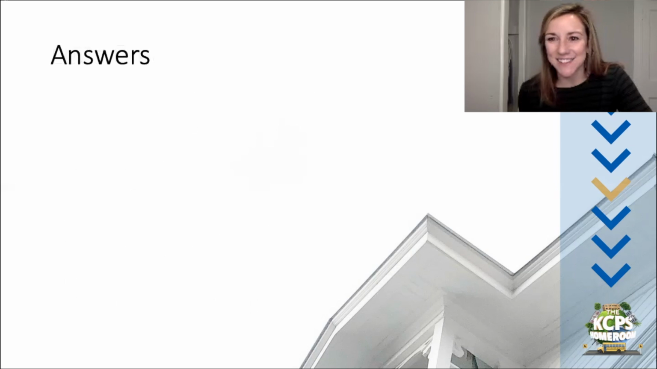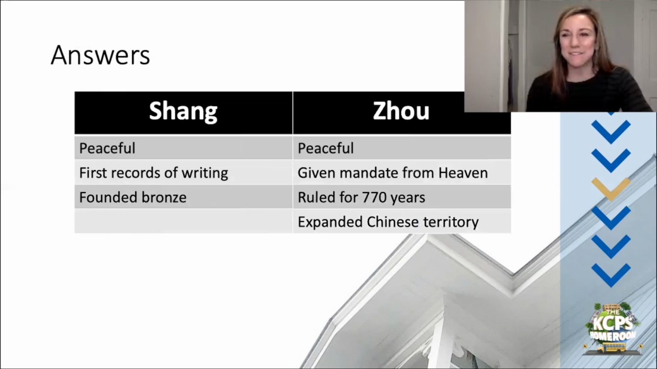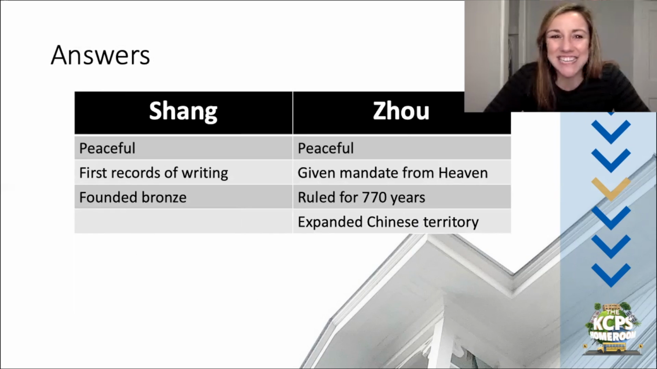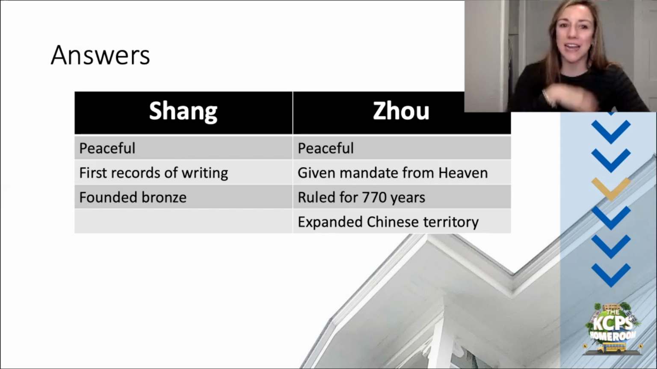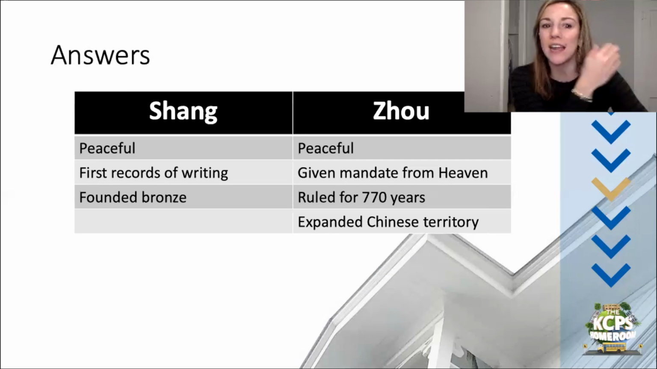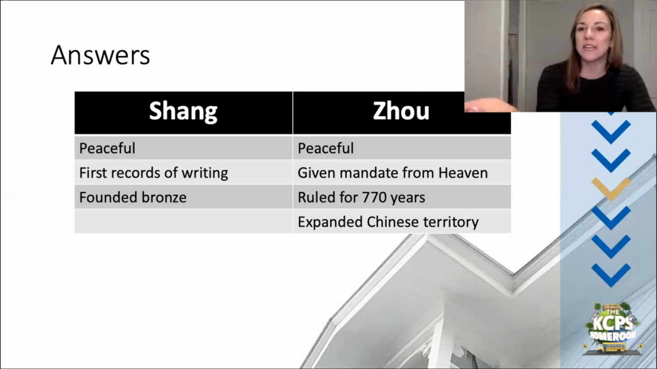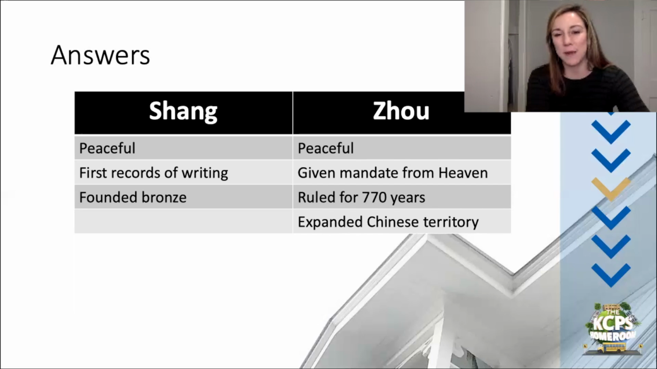Let's take a look at our answers. Here are the differences. I tried to trick you with the peaceful just to see if you were listening. So both had peaceful periods of time, so of course you could put them in both. The Shang held the first recordings of writing and founded bronze. The Zhou was given the mandate from heaven, ruled for 770 years, and expanded Chinese territory.